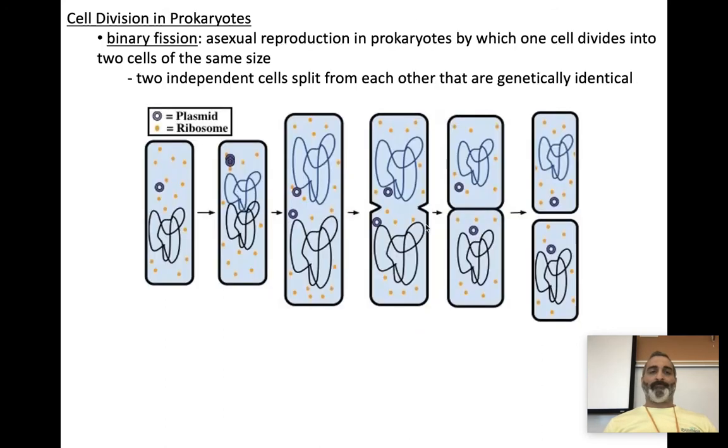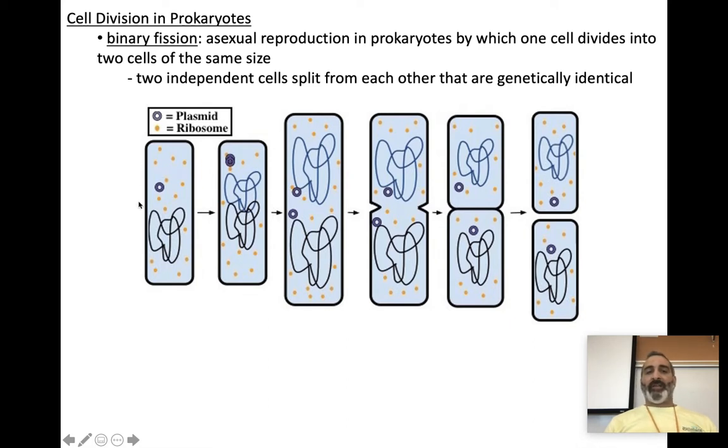Asexual reproduction in bacteria, or prokaryotes, is called binary fission. Binary, like a bicycle, breaks into two. It starts as one and breaks into two new cells. Fission means breaking apart, so it starts as one and gets broken apart into two.